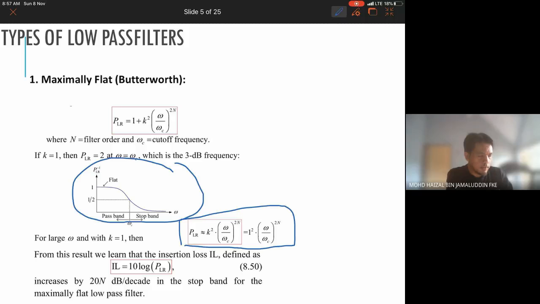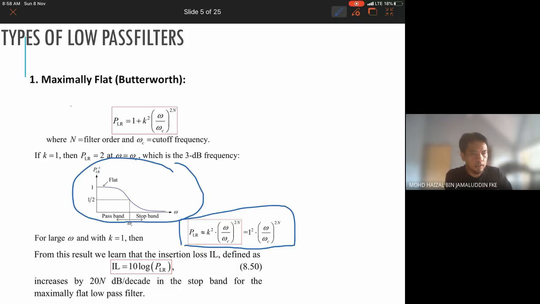And from this, we learn that the insertion loss is basically 10 log the PLR, not 20. Okay, so insertion loss is 10 log power loss ratio, where it increases by 20n dB per decade. So for each decade, it will increase with 20n. If n equivalent to 1, so there's 20 dB per decade. If n is equal to 2, so you just multiply it. This is for the stop band, for the maximally flat low pass filter.